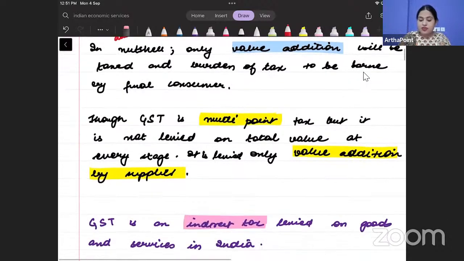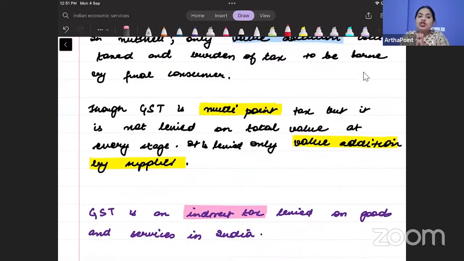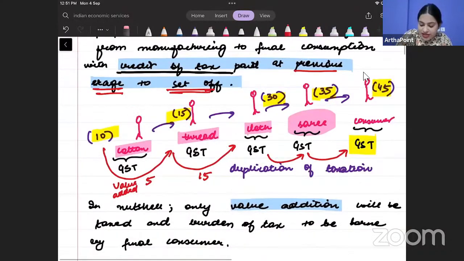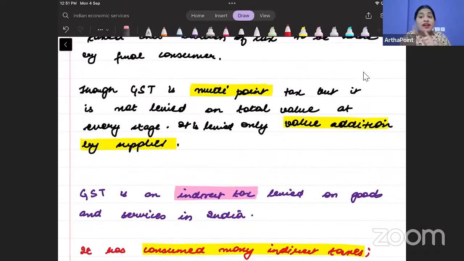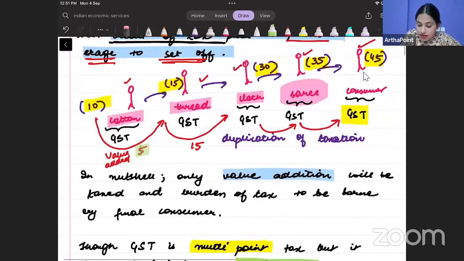ठीक है? Come forward. Though GST is a multi-point tax. Multi-point क्यों? Because I mentioned that it is taxed here, here, here, here, here. It's a multi-point tax, but it is not levied on total value. हम पूरी वैल्यू पे नहीं लिवाई कर रहे हैं. हम सिर्फ जो वैल्यू एडिशन हो रही है उस पे लिवाई कर रहे हैं. So we are only putting tax on this 5 rupees जो value add हुई है, only on this 15 rupees जो value add हुई है, right?